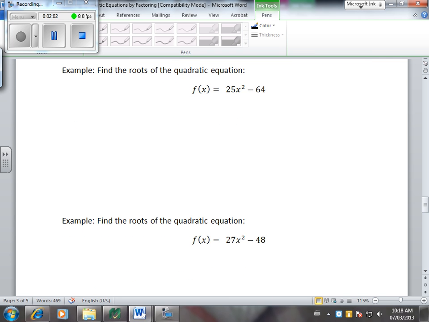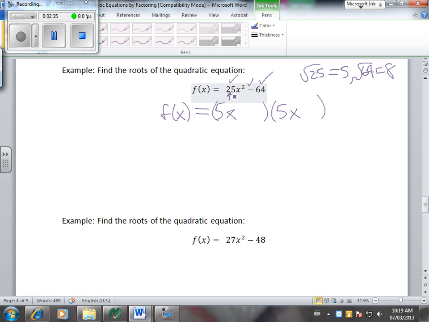So 25x squared minus 64. 25 is a perfect square, 64 is a perfect square, and we have our subtraction. So I can assume that this is a difference of squares. So the square root of 25 is 5, and the square root of 64 is 8. Okay, so I'm going to do f of x equals, so I'm going to have my 5x terms, because that's attached to my x, and then I need one positive and one minus. Square root of 64 is 8.